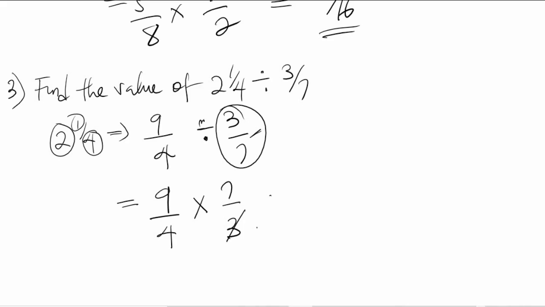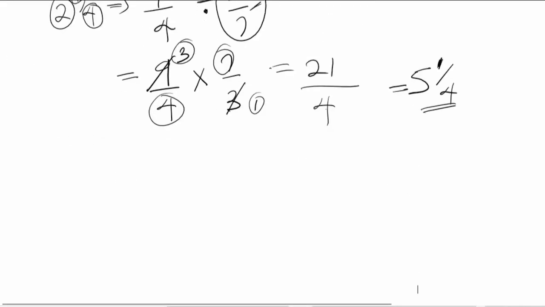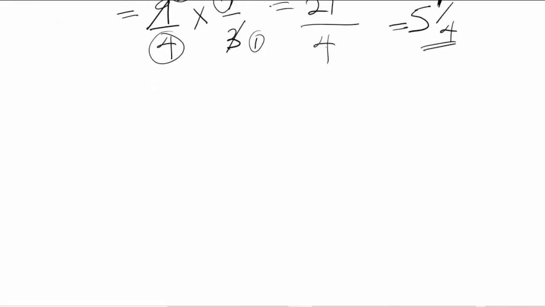3 cancels out this one to be 1, cancel out this 9 to be 3, and it becomes 3 times 7, 21/4, which should be 4 into 21 is 5, with a remainder of 1/4. Very easy. Let's take the last example and call it a day.